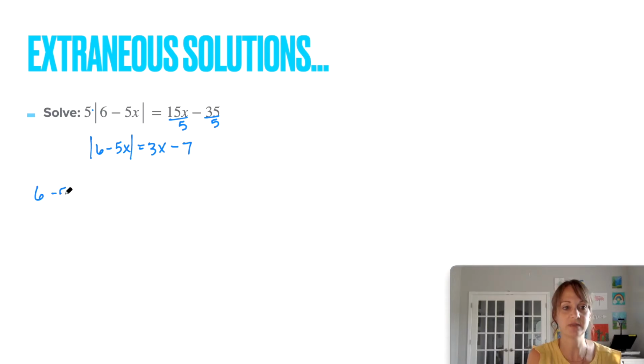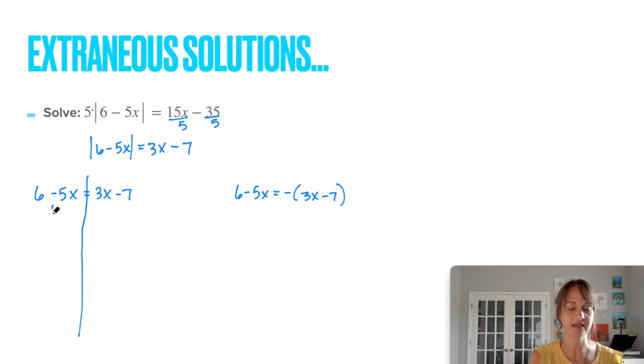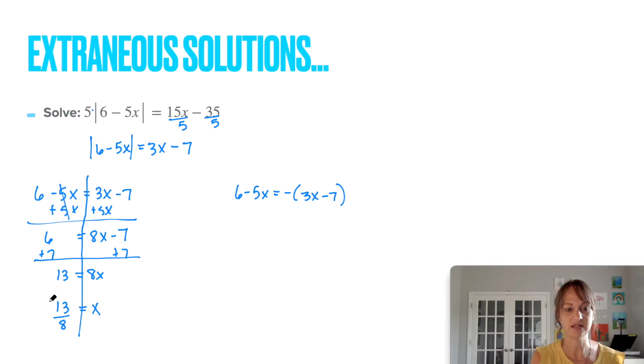So we can have 6 minus 5x equals 3x minus 7, and then over here, we'll have 6 minus 5x equals the opposite. So in order to solve this equation, I'm going to add 5x to both sides, leaving me 6 equals 8x minus 7. And then I'm going to add 7 to both sides, and I'll get 8x equals 13. Now I'm going to divide by 8, and I'll get 13 divided by 8.